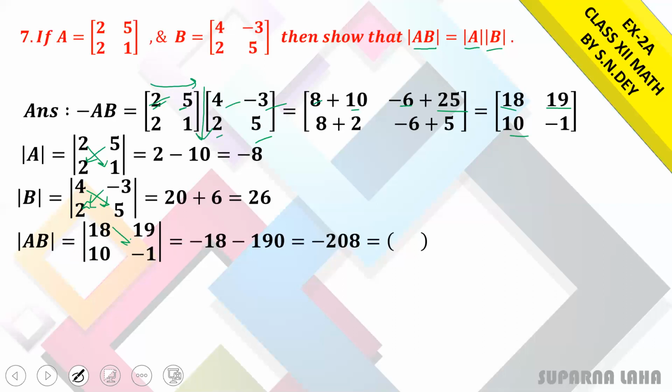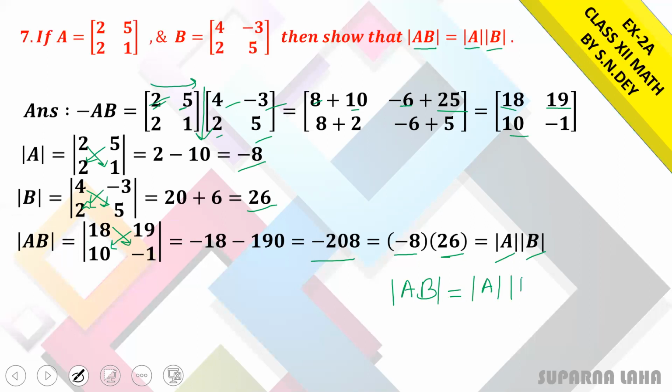18 into minus 1 minus 19 into 10. That is minus 208. And look at this value. We can write this one as minus 8 into 26. And what is minus 8? Determinant A. And what is 26? Determinant of B. So we proved that determinant of AB is equal to determinant of A into determinant of B.